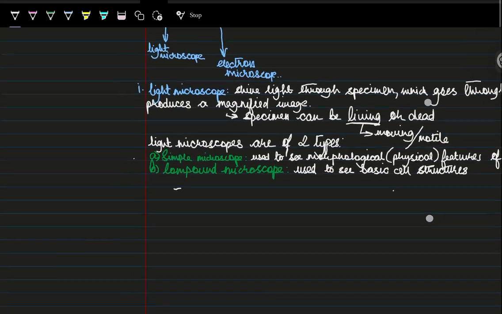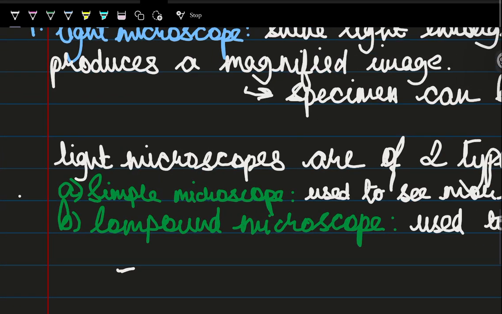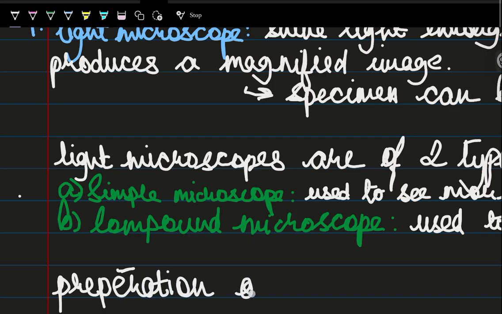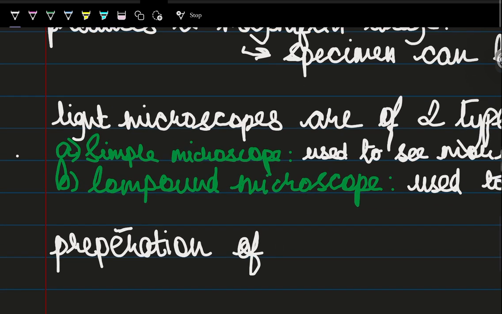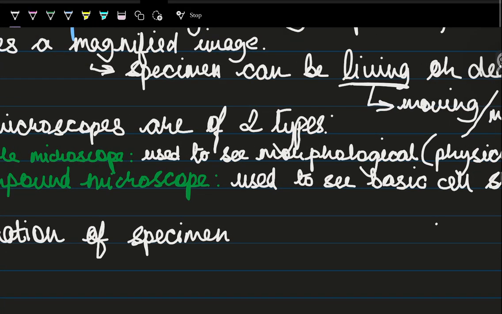Now let's talk about some pros and cons and some details about the light microscope. So the preparation of the specimen is very easy in the light microscope. You just take a specimen and put it on a slide and add another one on top, and put it under the microscope. You have to clean the specimen first, of course, so that's fairly easy. Preparation of specimen is easy.